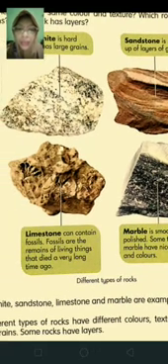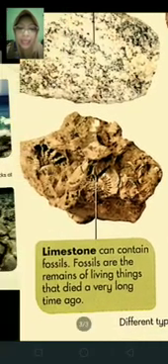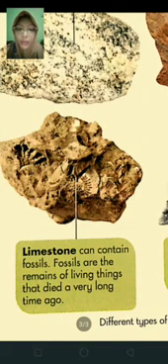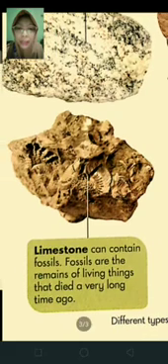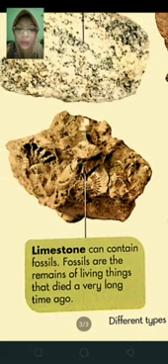And then we move to the third type of rock. We can see the limestone. Limestone can contain fossils. Look at this, it is the attached remains of some animals from the history, maybe from ancient times. They are attached in the rocks, and the rocks can form from the body of the animals. Fossils are the remains of living things that died a very long time ago.